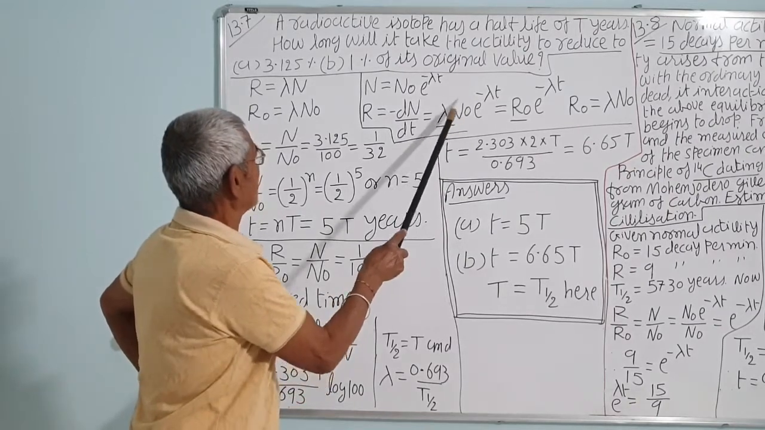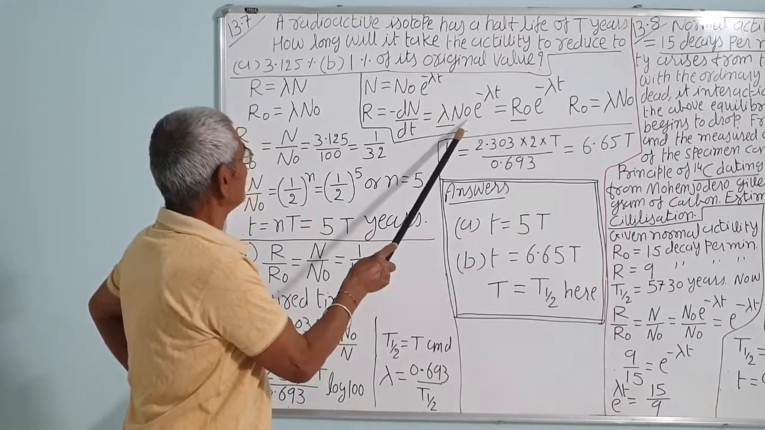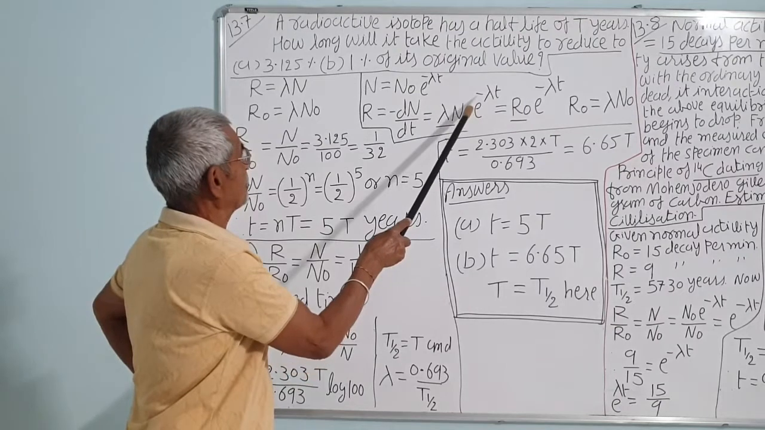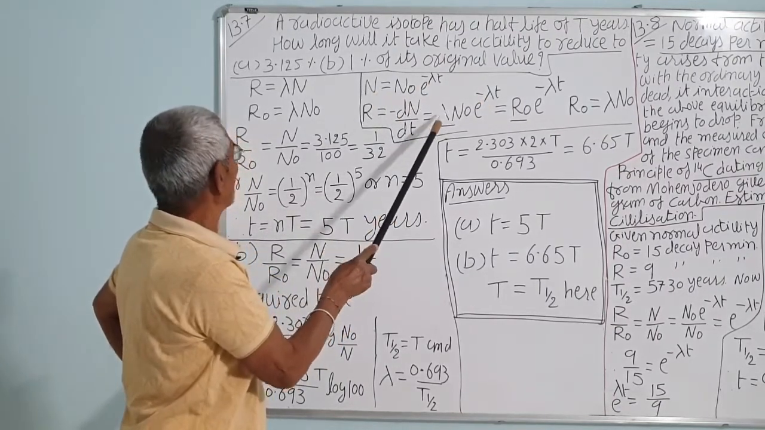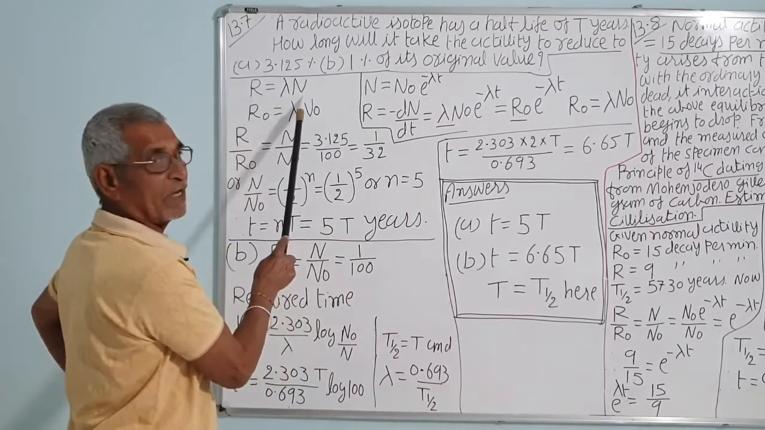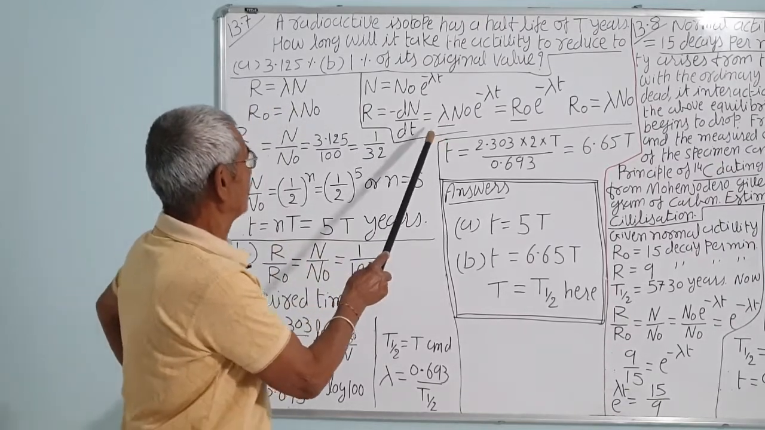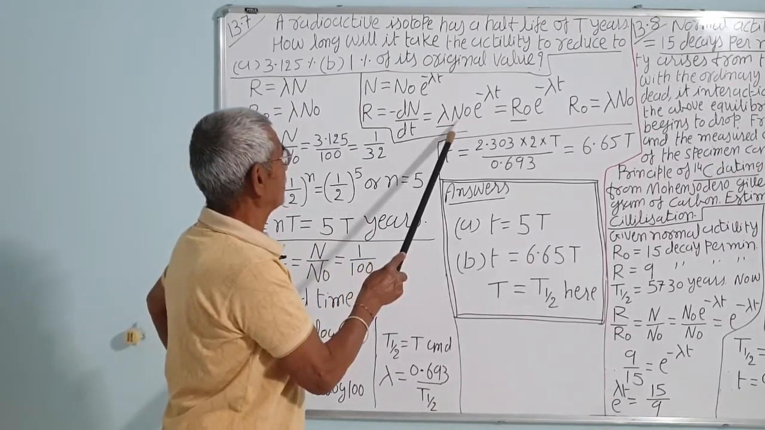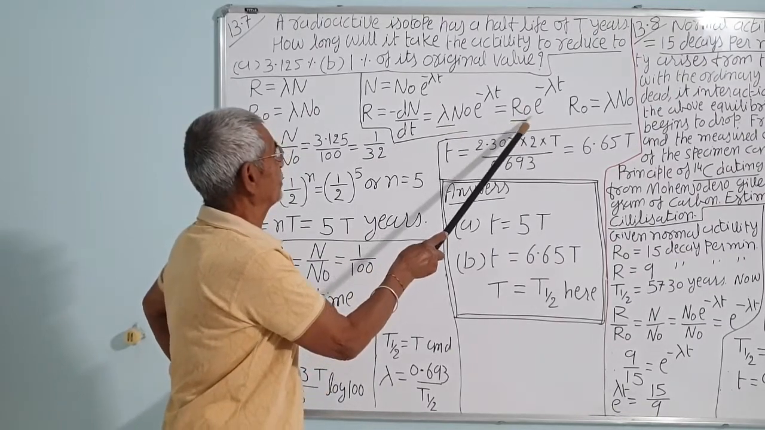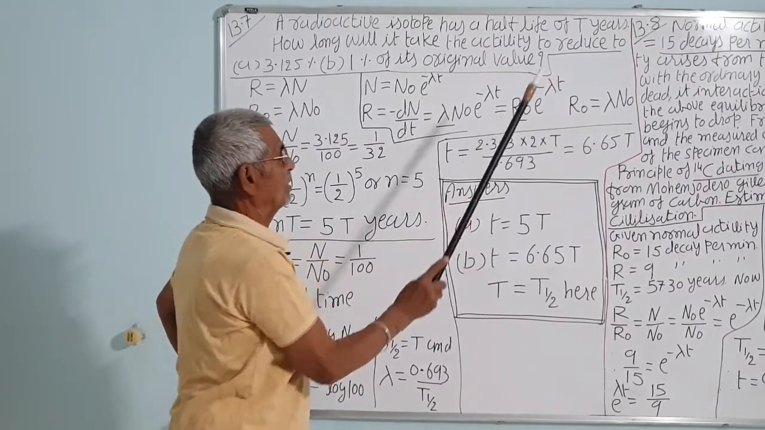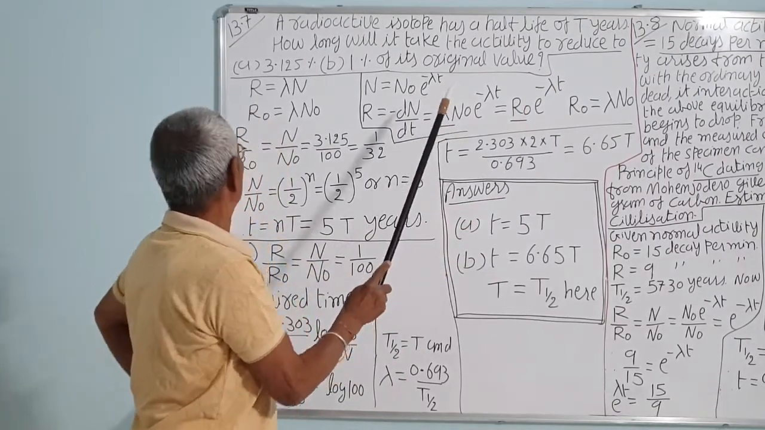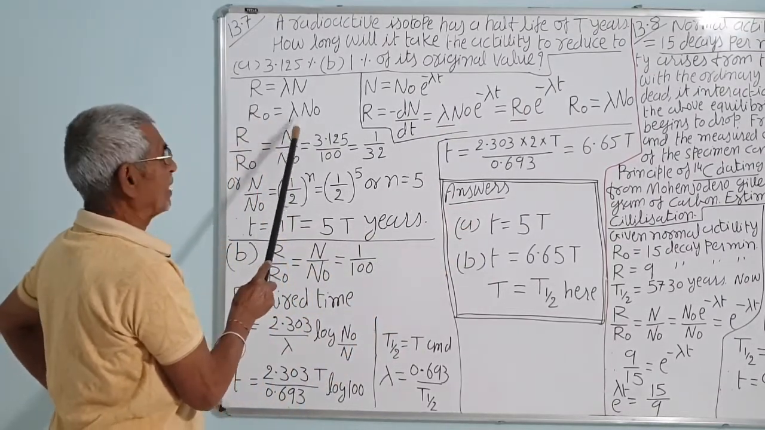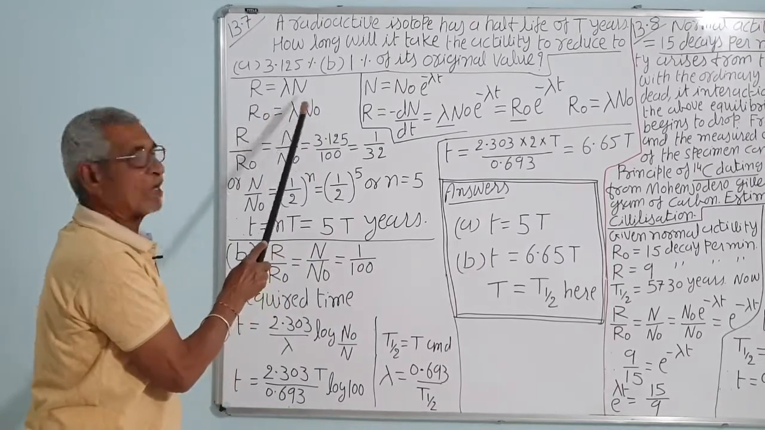Put this: N = N0 e raised to minus lambda t. That is N, so lambda N. Let us put another equation for lambda N0 equal to R0. So R = R0 e raised to minus lambda t, where R0 is equal to lambda N0, and R is equal to lambda N.